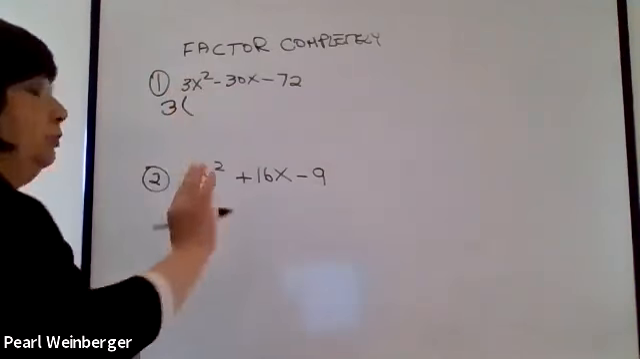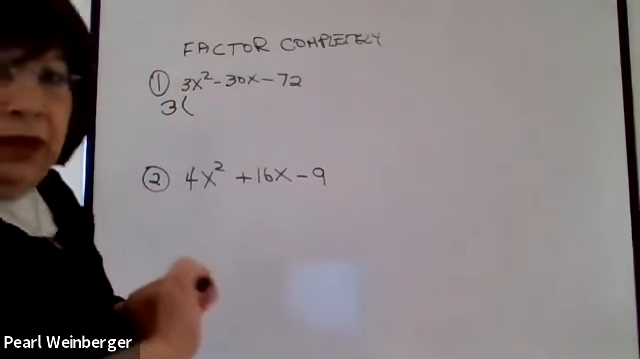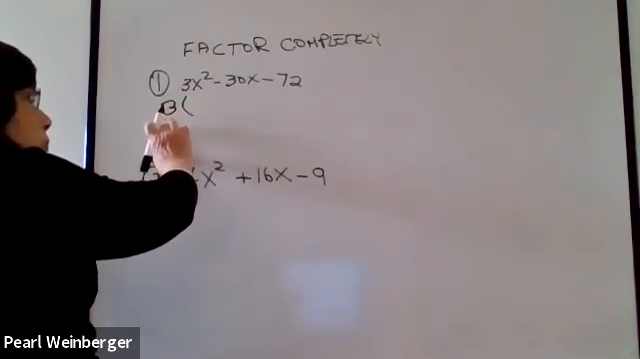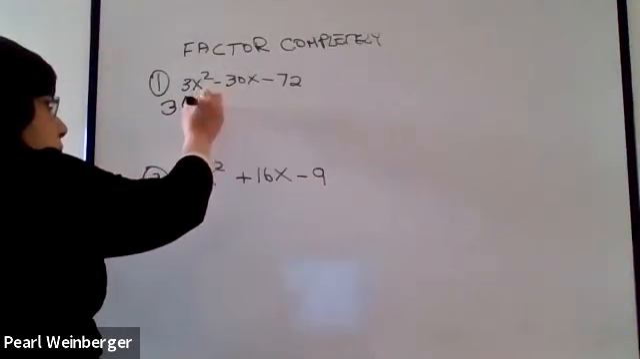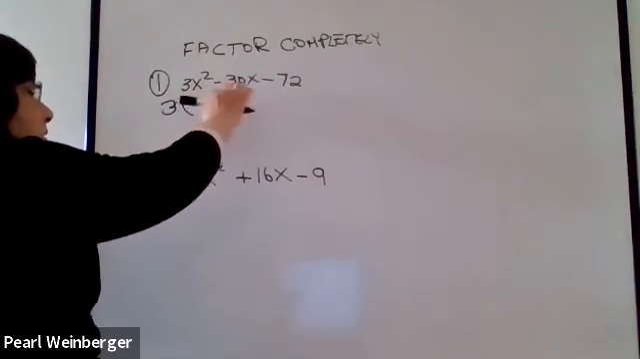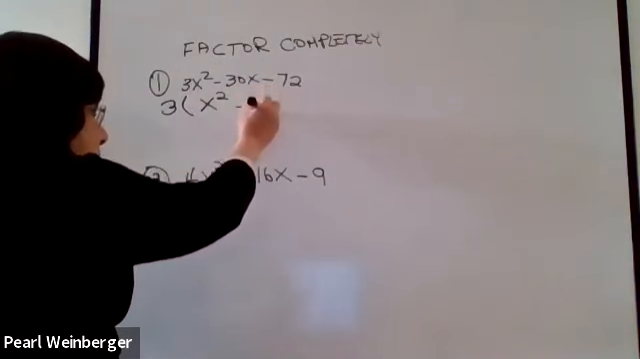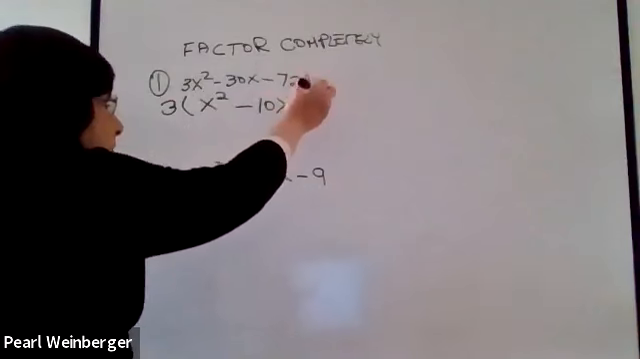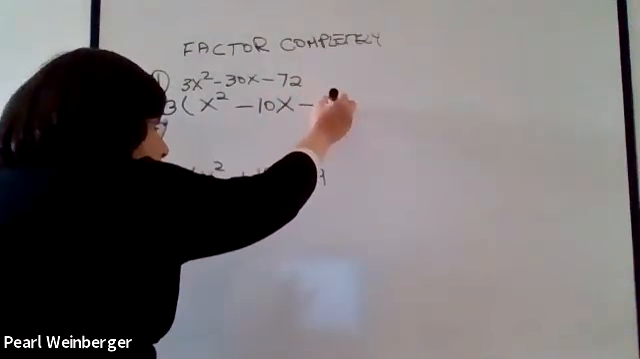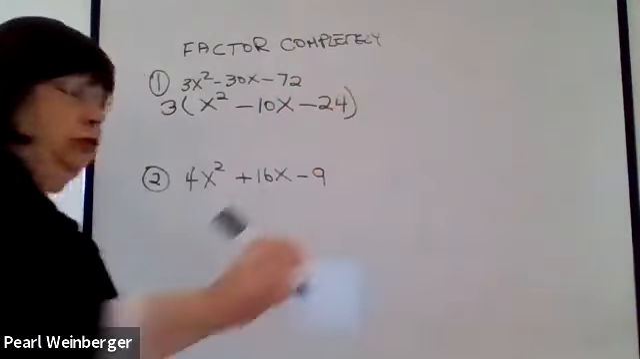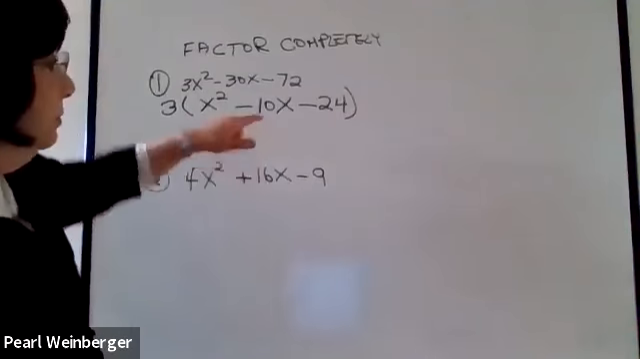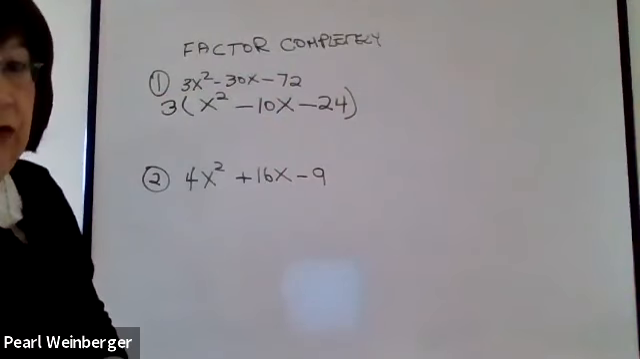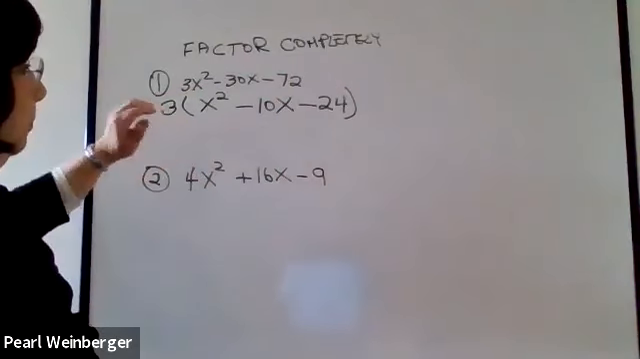So the first thing I do, any time I do any factoring, is factor out the common factor. 3 into 3x squared gives me x squared. 3 into negative 30 gives me negative 10, so that's negative 10x. And 3 into negative 72 gives me negative 24. You, of course, could use your calculator if it's a little more difficult. 72 divided by 3 on your calculator will give you 24.